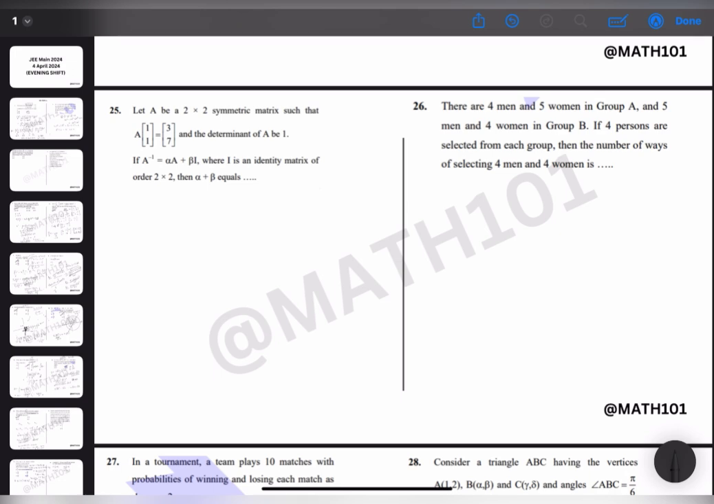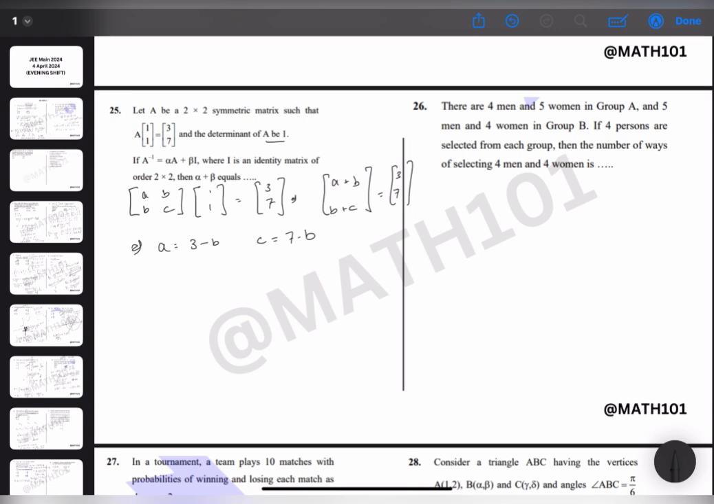Let's see question number 25. A is a 2 cross 2 symmetric matrix. So let that be. And we are given that determinant of A is 1. And we are given that this into this, which implies A plus B and B plus C equals, A equals 3 minus B and C equals 7 minus B.